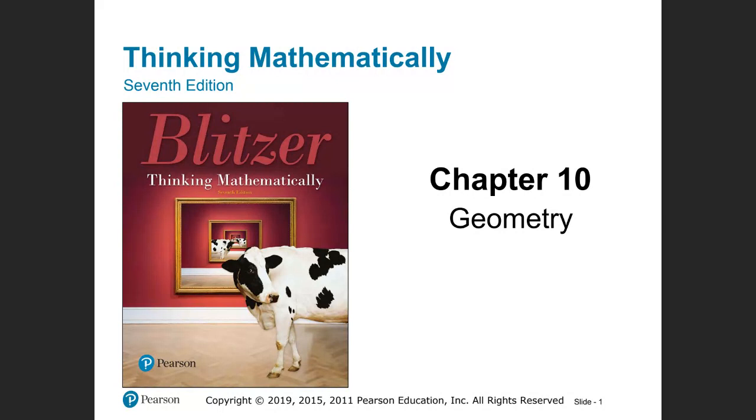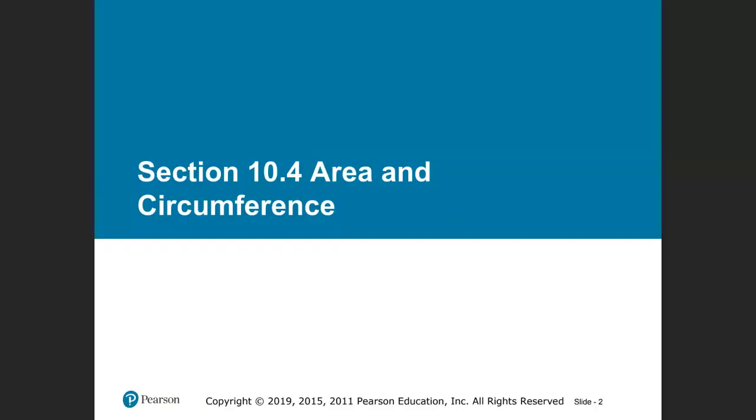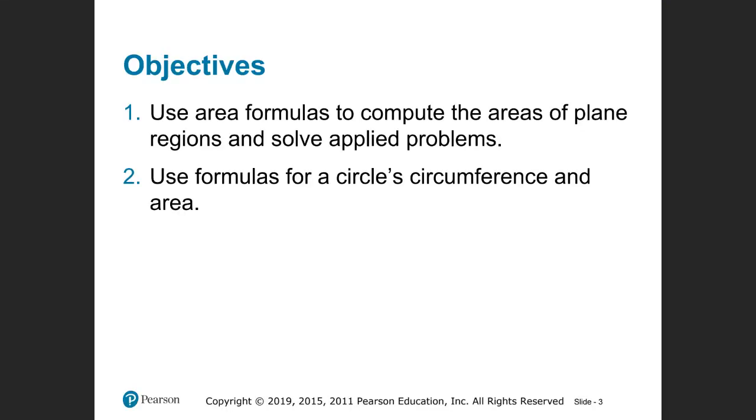Welcome to Thinking Mathematically, Chapter 10, Geometry. We're continuing now with Section 10.4, which is Area and Circumference. The objectives are to use area formulas to compute the areas of plane regions and solve applied problems, and to use formulas for a circle's circumference and area.